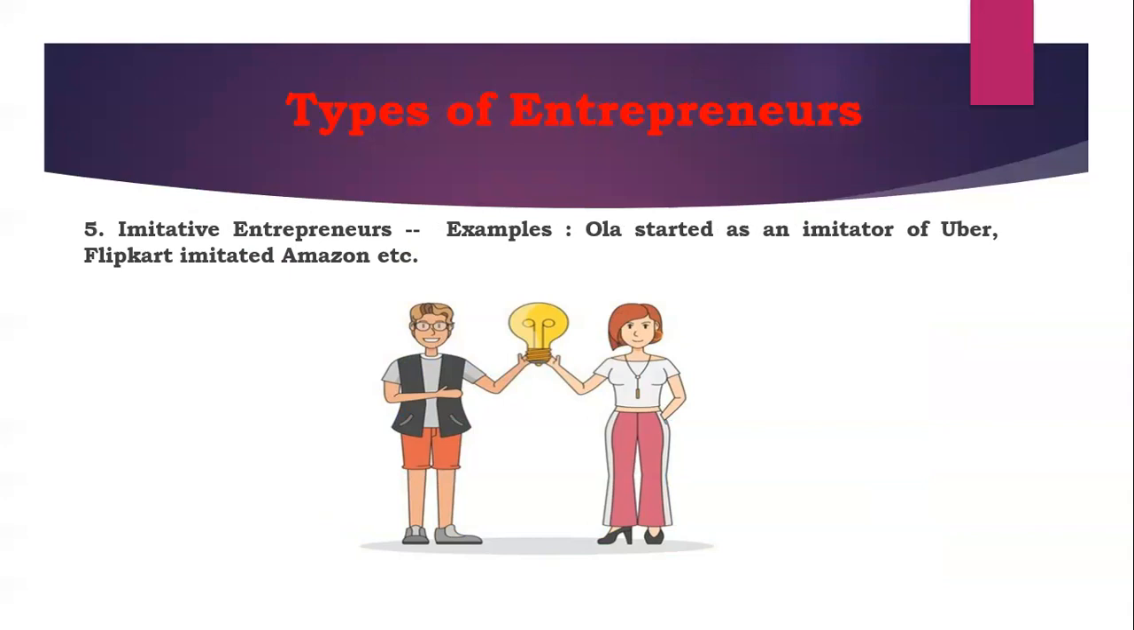The best example of imitative entrepreneurs: Ola started as an imitator of Uber, replicating it with auto rickshaws, bike taxis, and more modes of transport in India. It is specifically designed for the Indian market. Another example is Flipkart, often referred to as Amazon India. Initially it was limited to Amazon's e-commerce model, but it tailored its services to the preferences and demands of the Indian market. Ola as well as Flipkart are imitative entrepreneur examples.